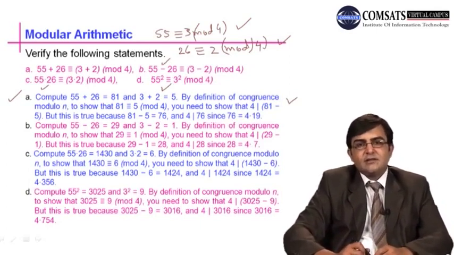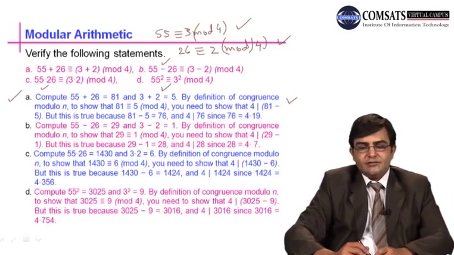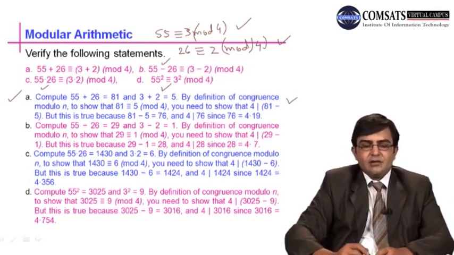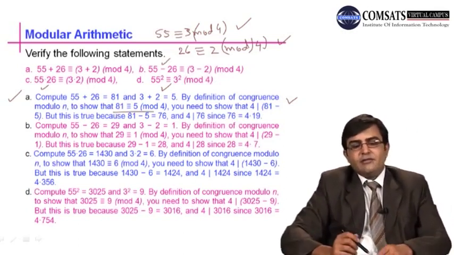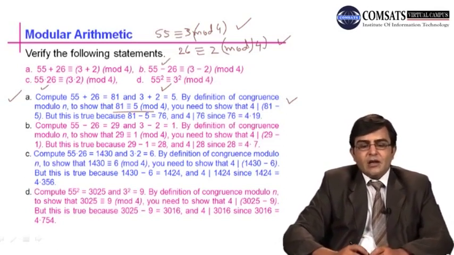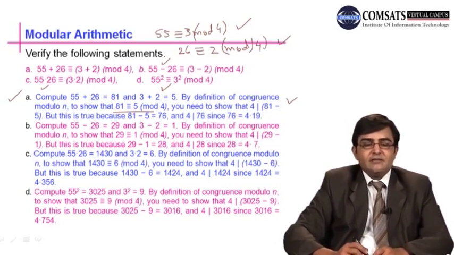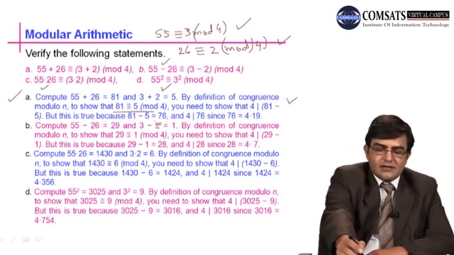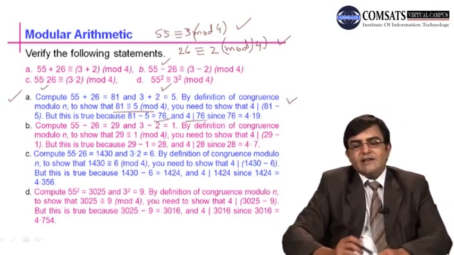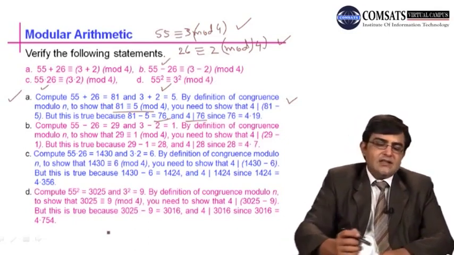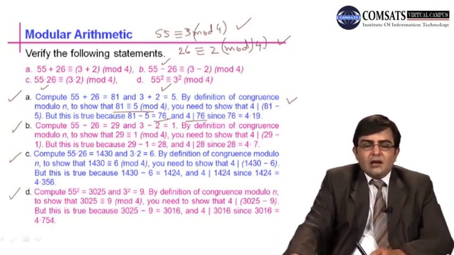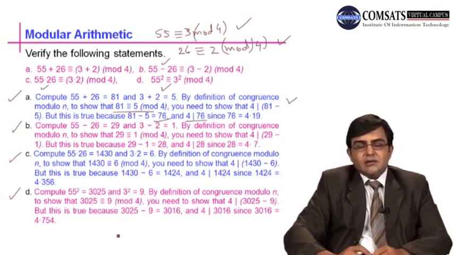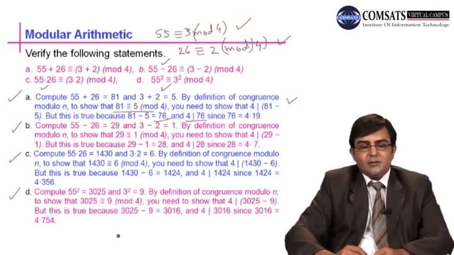First, as you can see here, 55 plus 26 is equal to 81 and 3 plus 2 is 5. Now by definition of congruence modulo n, to show that 81 is congruent to 5 mod 4, 4 must divide 81 minus 5. So 81 minus 5 is 76 and 4 divides 76. This is true. Similarly, you can check the second, third and fourth. So these are the properties of modular arithmetic.